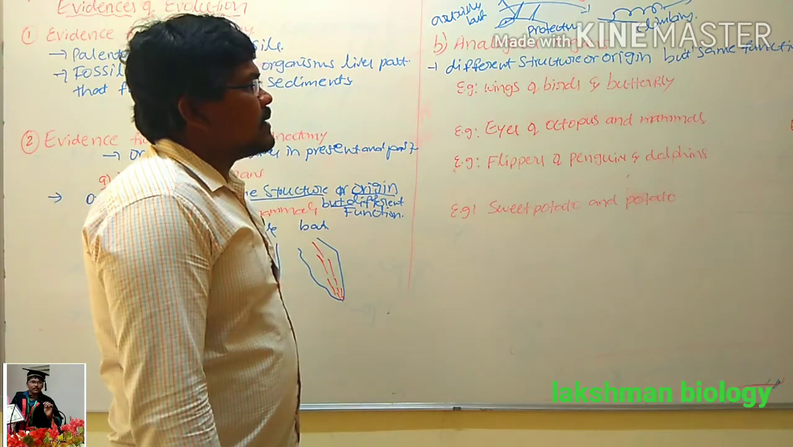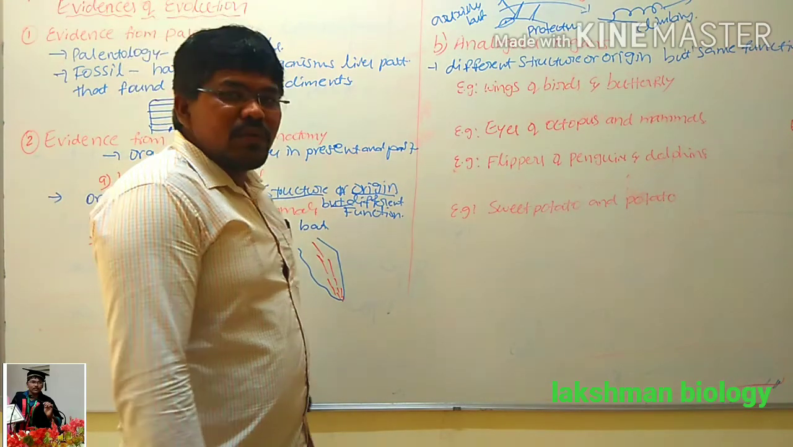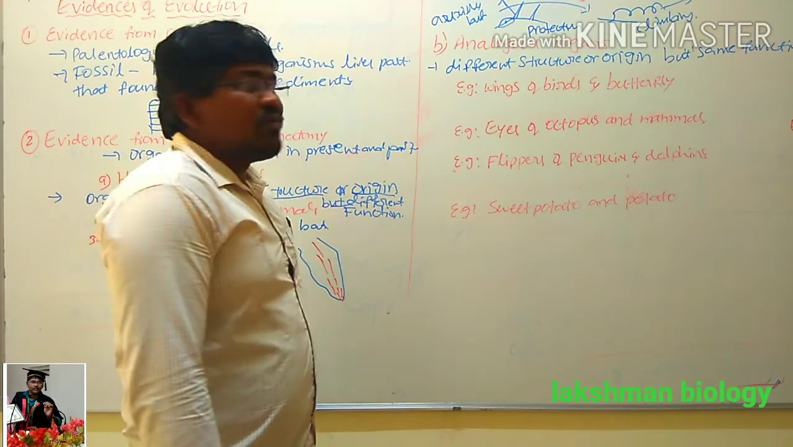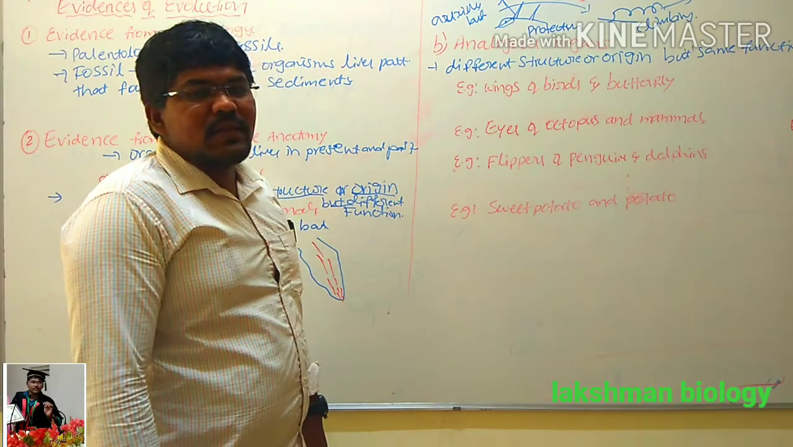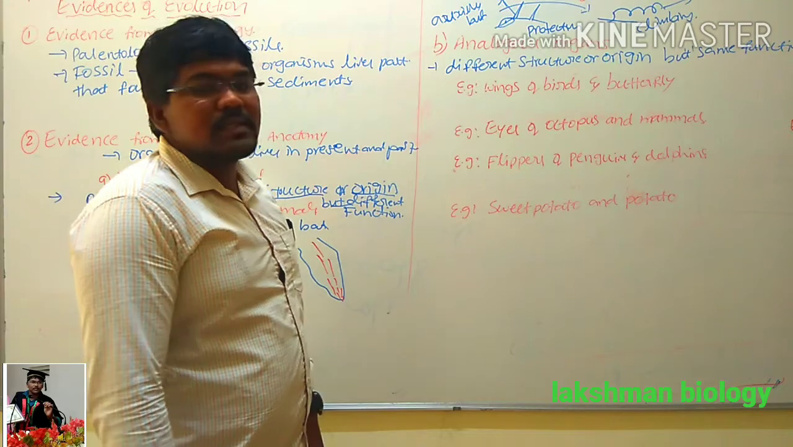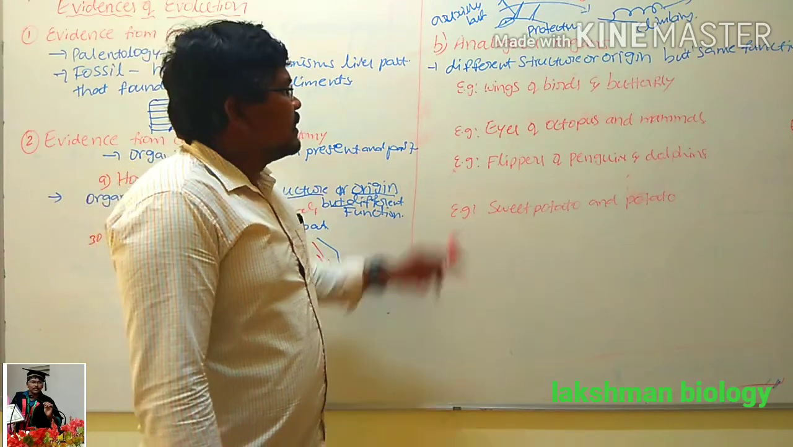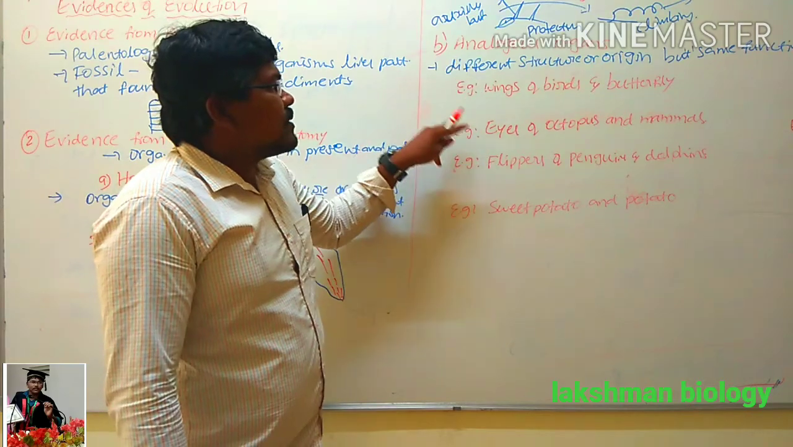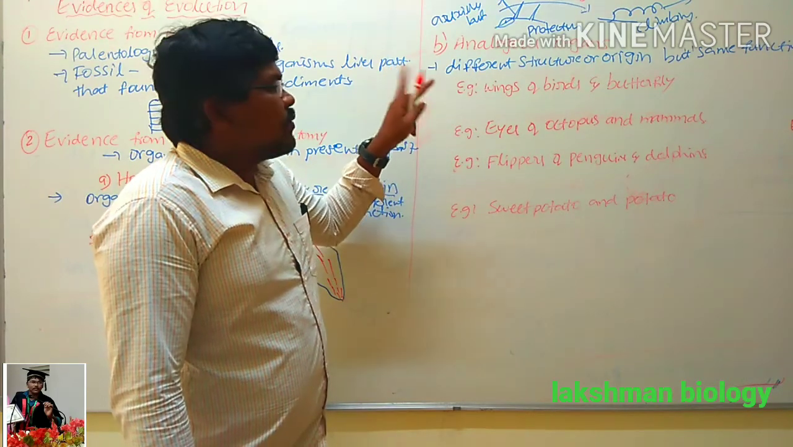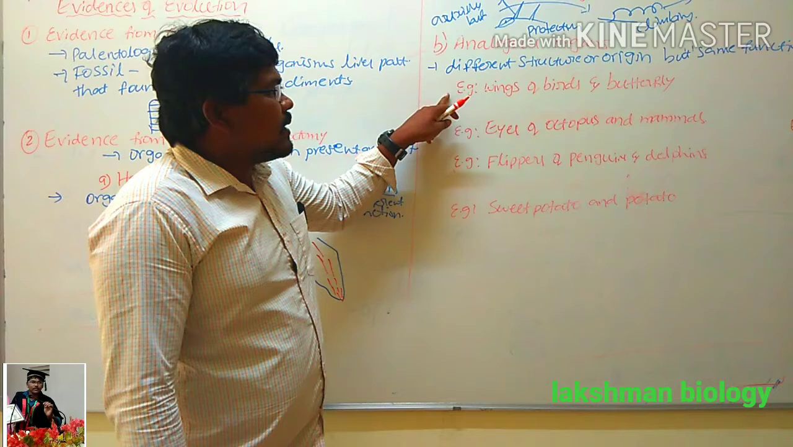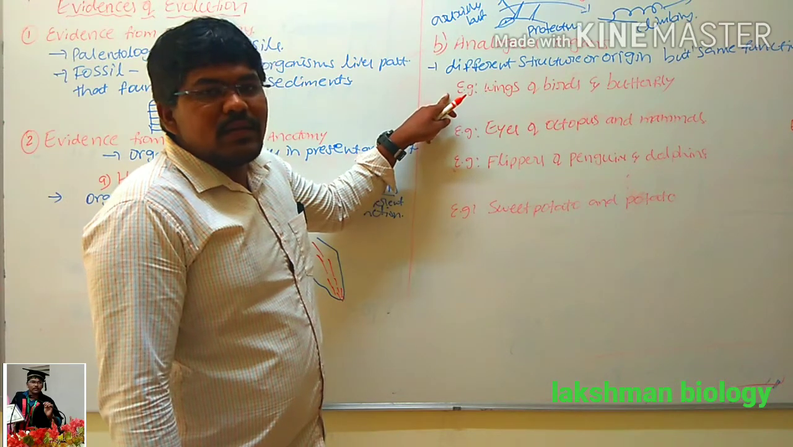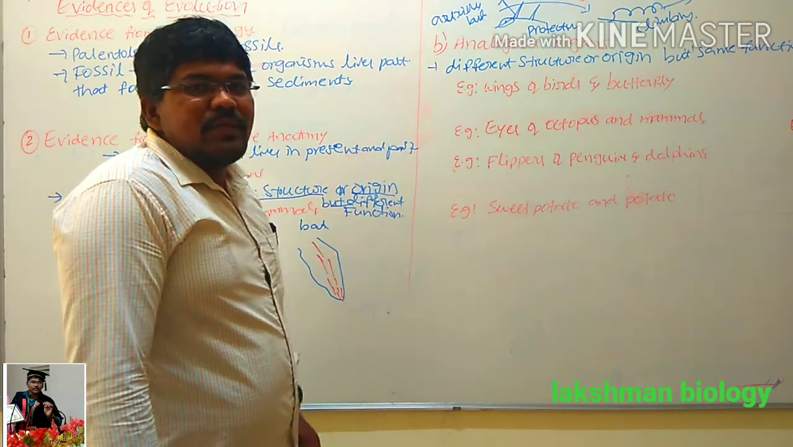Analogous organs are an example of convergent evolution. Convergent evolution means different structures are evolved for the same function. Here we have to see examples of analogous organs. The first example is the wings of a bird and the wings of a butterfly.